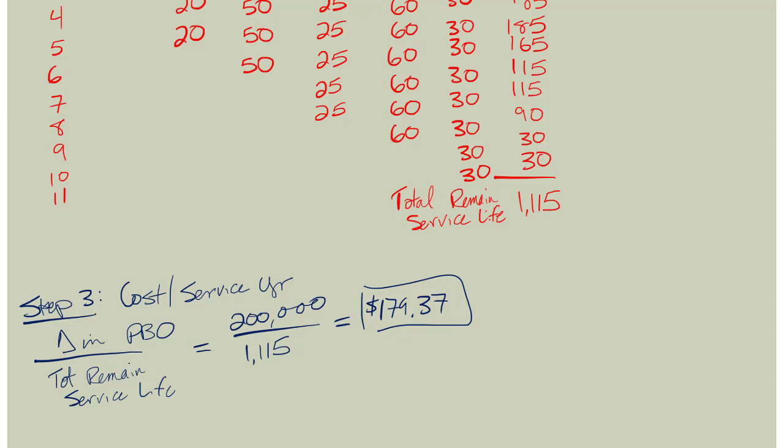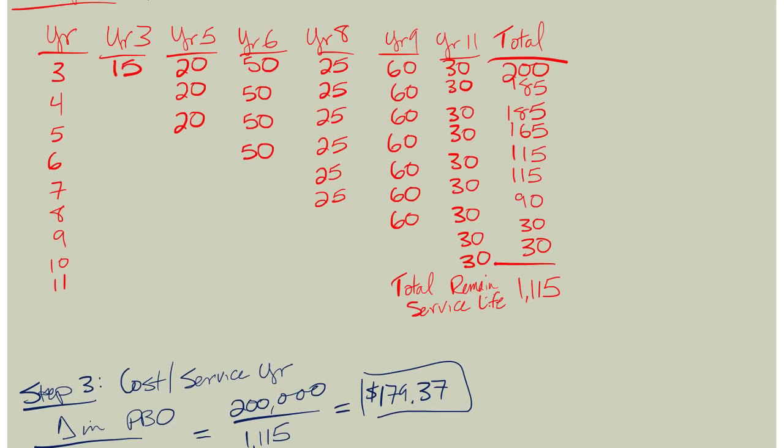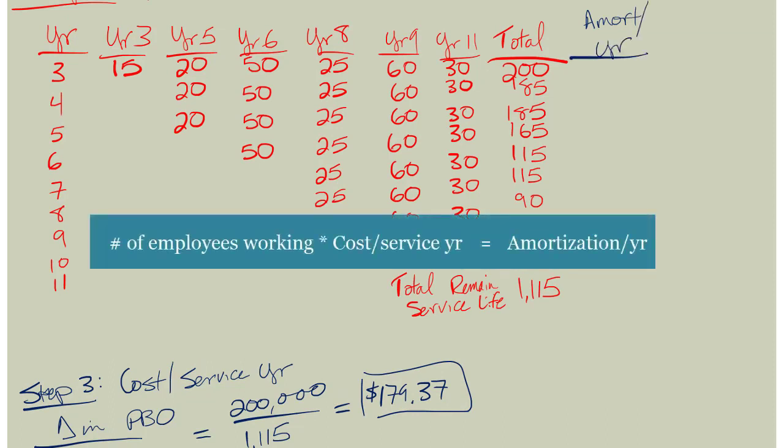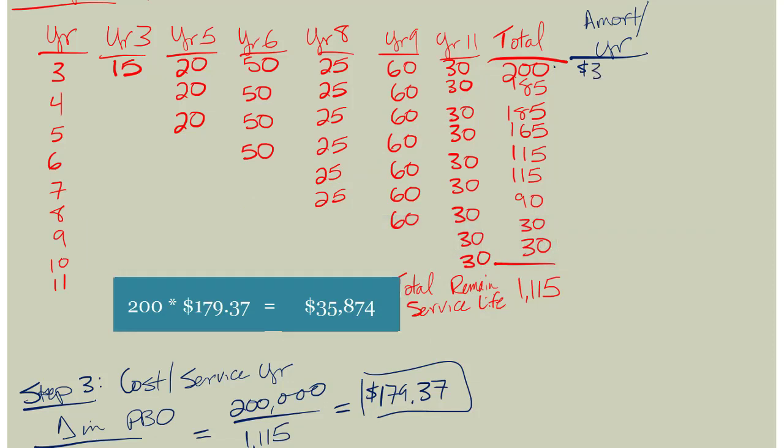My last step, step 4, is to get a total amount amortized each year. And to do that, my amortization per year is to take the total number of employees working each year times this 179.37. And now I'm just going to round to the nearest dollar. 35,874, 33,183. You have that for a couple of years because you have the same number of employees.